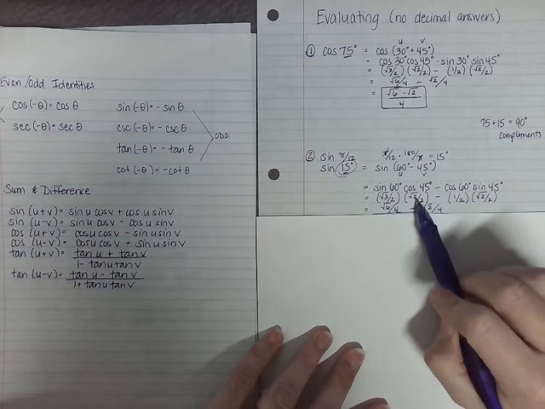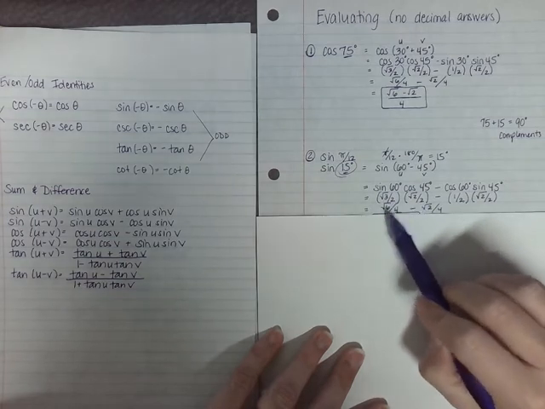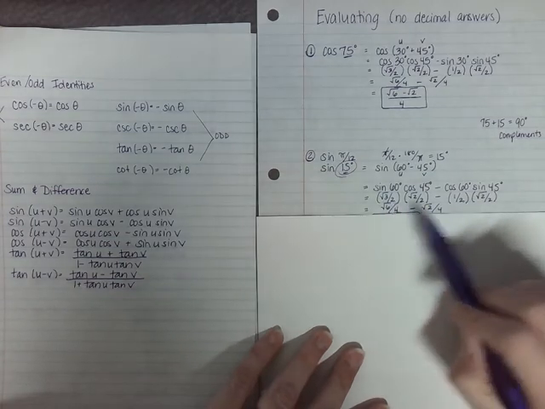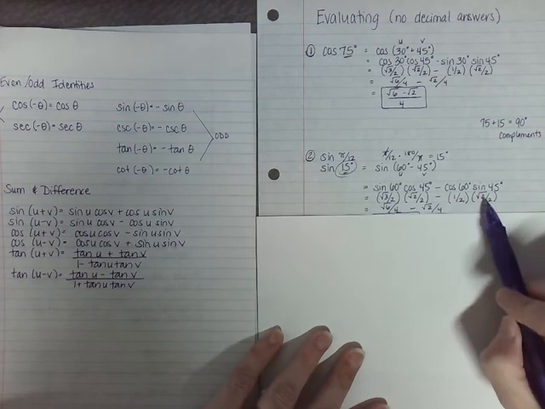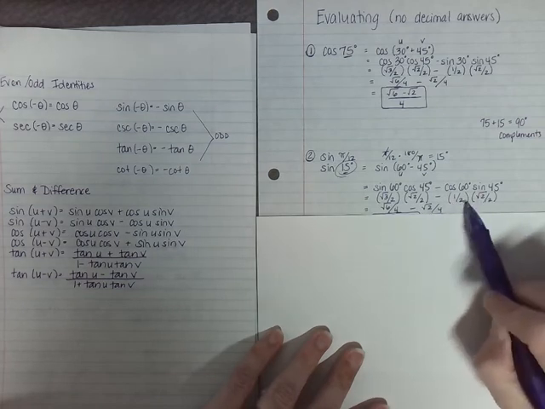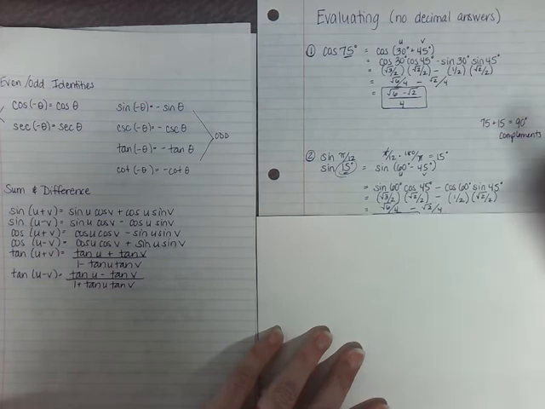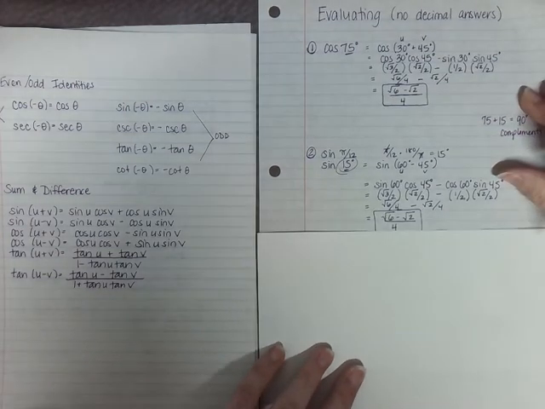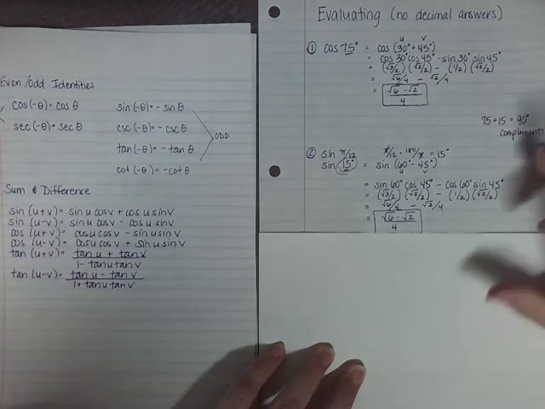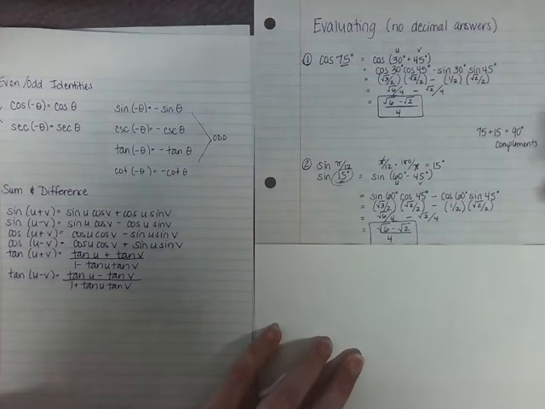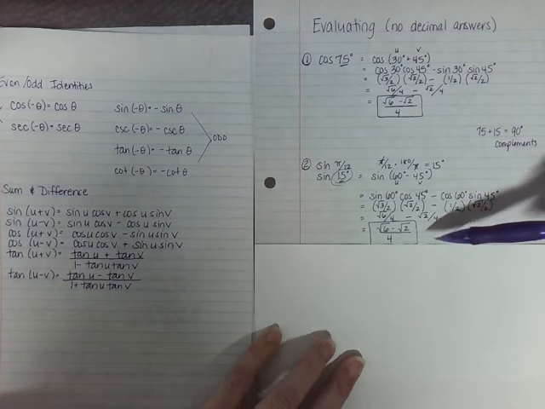Square root 3 times square root 2 becomes square root 6. 2 times 2 is 4. Same thing here. 1 times square root 2 is square root 2. 2 times 2 is 4. So we get the same answer that we got in the last problem. And so in the last video that got cut short, I was just trying to describe why that happened.